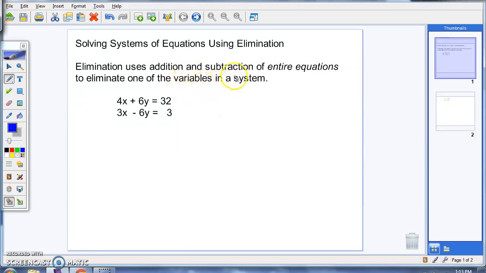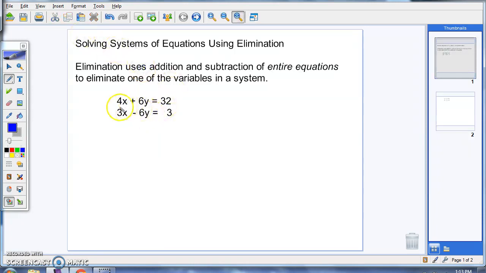Welcome to Elimination 1, solving systems of equations using elimination. Elimination is a strategy for solving systems of equations where we use addition and subtraction of the entire equation, both sides, to eliminate one of the variables in a system. This works really well if you have similar coefficients or the same coefficients of the same variable in two different equations. So let's look at this first equation.